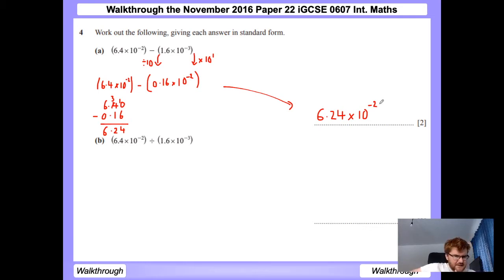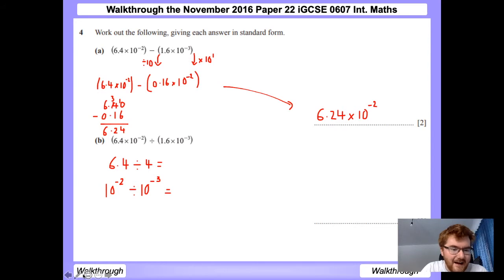Dividing is a bit easier, so dividing works in a more straightforward way, where the way we do this is we do 6.4 divided by 4. So we divide the numbers, work out an answer, which we'll do, and then we divide the powers. So 10 to the power of minus 2 divided by 10 to the power of minus 3.